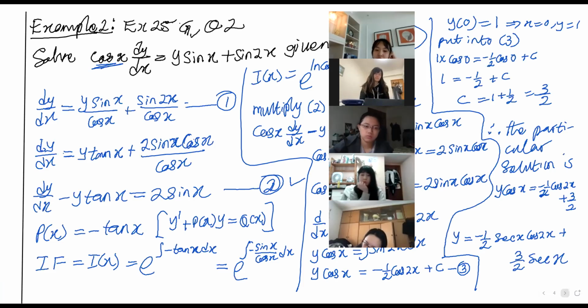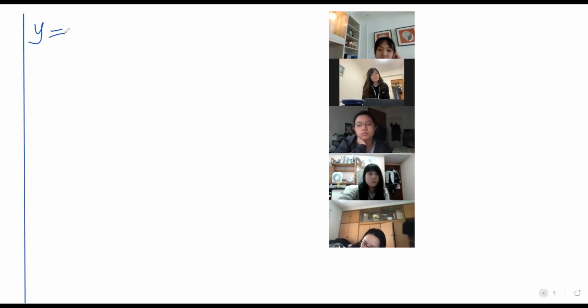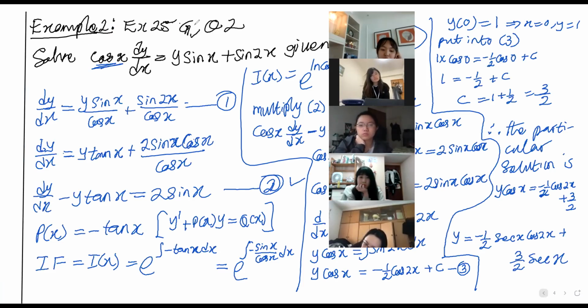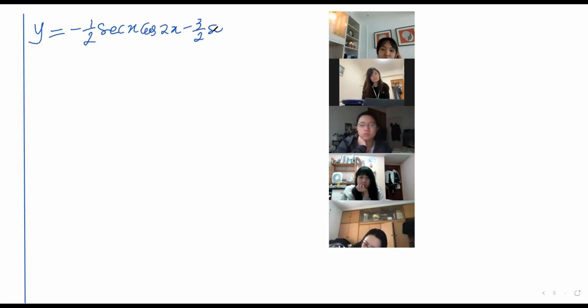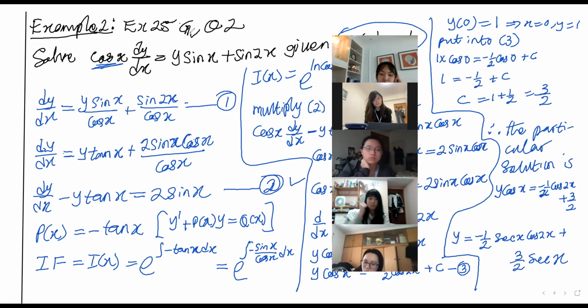Okay, so let's try to remember this. Sorry. So y is equal to, from the previous screen, minus half sec x cos 2x minus 3 over 2 sec x, minus or plus. Please confirm if you understand what I've done so far, please. Hello? Can you raise your hand if you understand what I've done? Okay, all right, thank you.